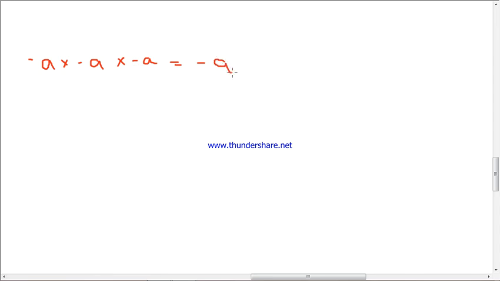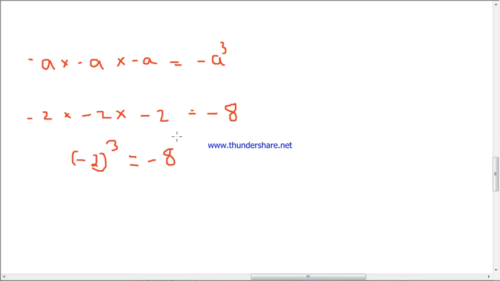That means minus a raised to the power 3. Similarly, minus 2 into minus 2 into minus 2: minus into minus is plus, plus and minus is minus. 2 into 2 equals 4, 4 into 2 equals 8, so minus 8 is your answer. Which can also be written as minus 2 to the power cube is equal to minus 8.